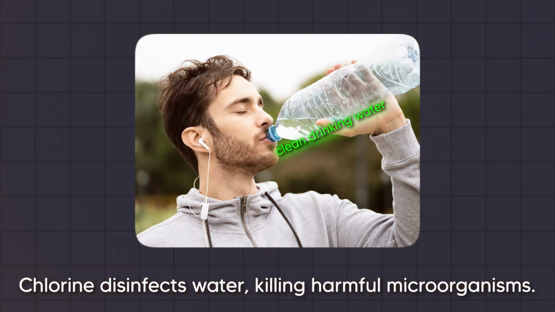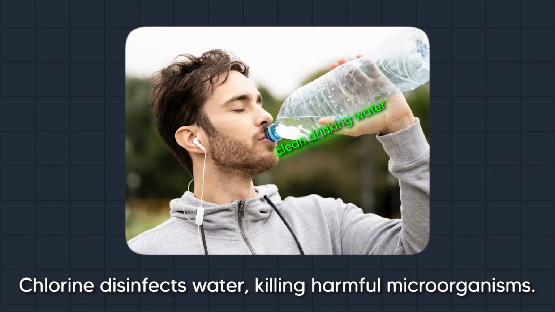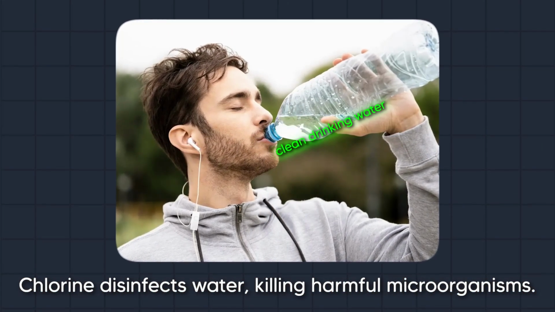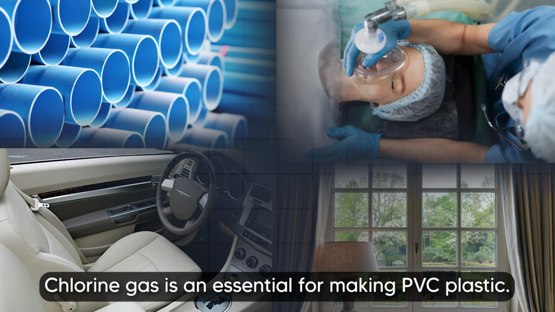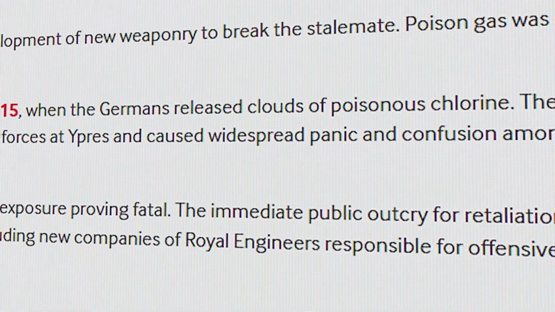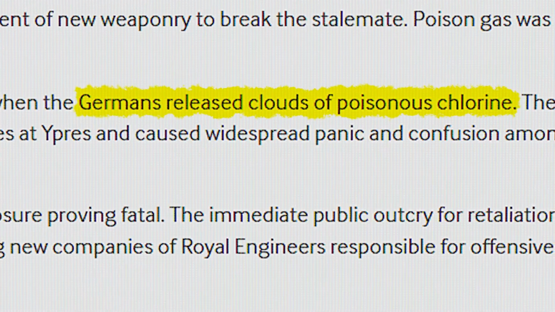Chlorine gas is essential for disinfecting water in drinking supplies and pools, killing harmful microorganisms. It's also used in PVC plastic production for many everyday items. However, its toxic and corrosive nature transformed it into a lethal choking agent in World War I.